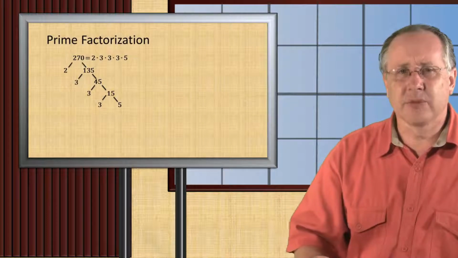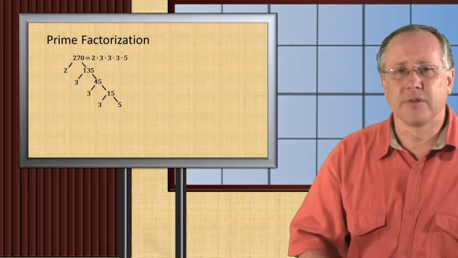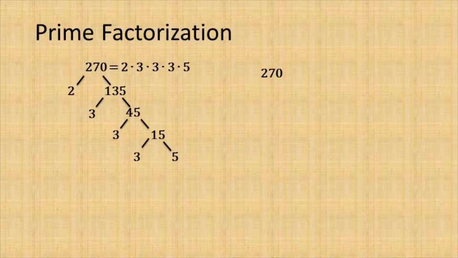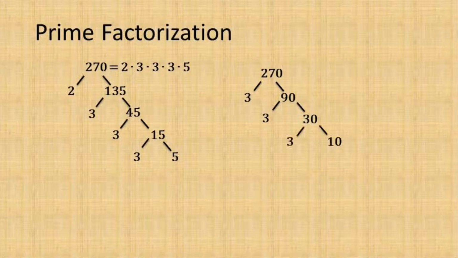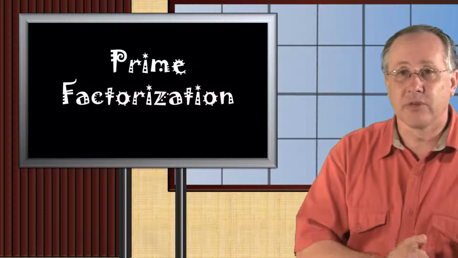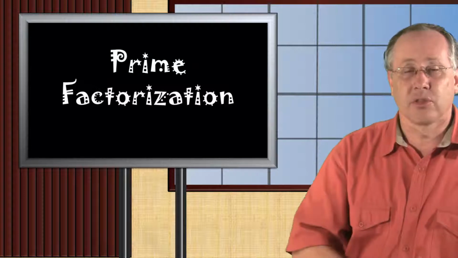Now again, sometimes it's way easier to break this up in a different way. For example, 270, well, 27 is 3 times 9, so maybe I break that up as 3 times 90. And 90 is 3 times 30, and 30 is 3 times 10, and 10 is 2 times 5. And so again, I get 1, 2, 3 copies of 3, and a 5. Well, that's the process of prime factorization. And you're going to see as we go down the road, that's going to show up a number of times throughout our course.